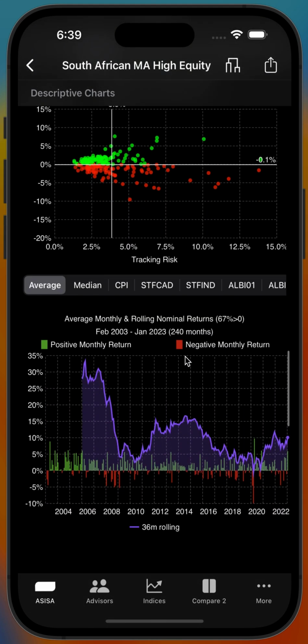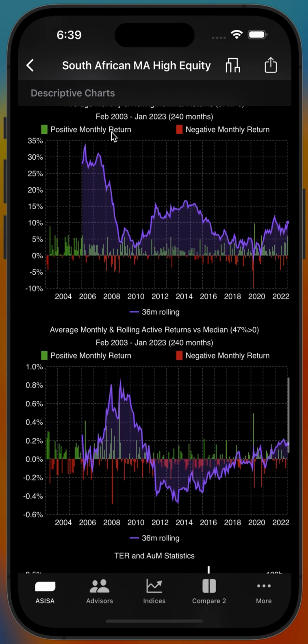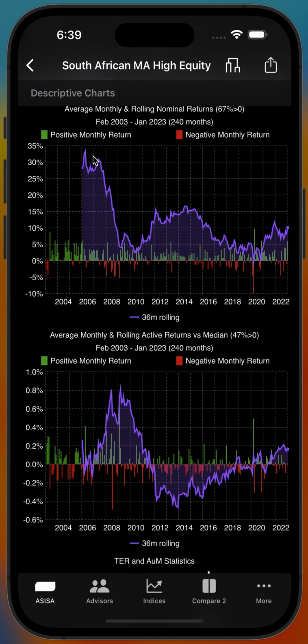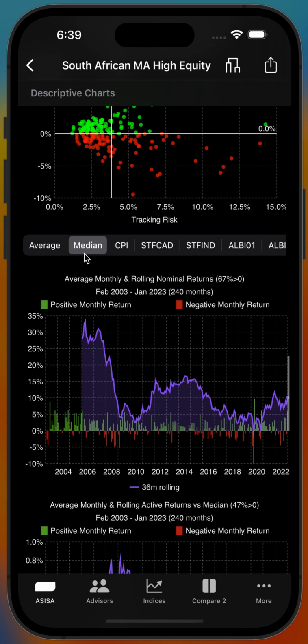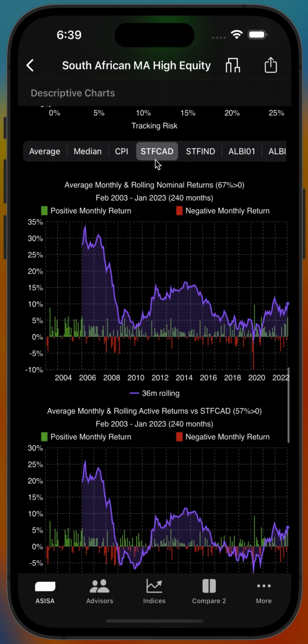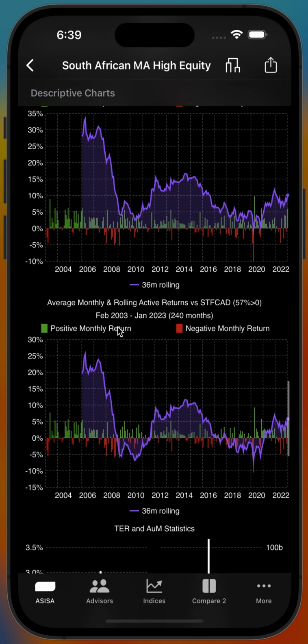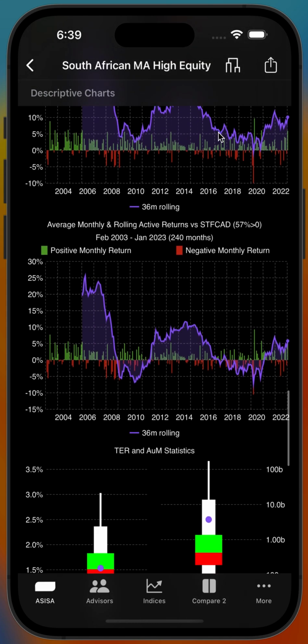If I change this to median, I'll get a graph on the bottom there as well. So here we've got for the category average, the average of all the funds in the category. I can see the monthly returns here, so green being positives and red being negative. In this case, active returns again against the category median, but it could be whatever you chose here. If you wanted to compare it to cash, that's the STeFI composite. I'll do a video covering all of those indices. You could compare how the funds have done at a category aggregate level, so on average.